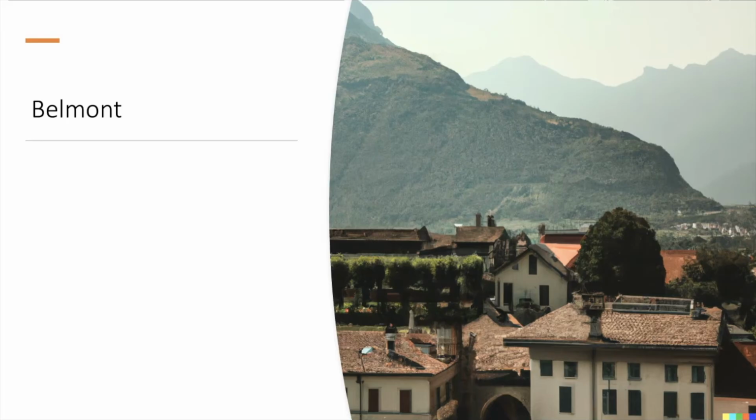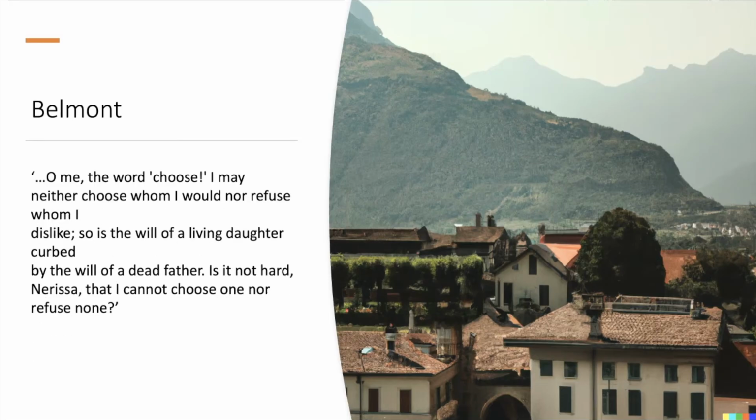Far from accepting this without question, we see the first glimpse of Portia's independent spirit when in Act 1, Scene 2, she tells her maid Nerissa, "O me, the word choose! I may neither choose whom I would nor refuse whom I dislike. So is the will of a living daughter curbed by the will of a dead father. Is it not hard, Nerissa, that I cannot choose one nor refuse none?"